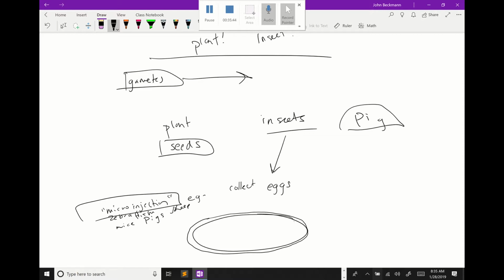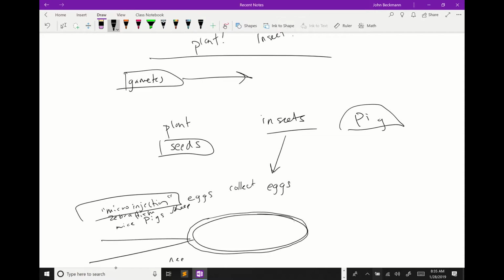Okay? So what you can do is you can make a needle, and in that needle, you are putting your plasmids. Let's say you're doing transposon delivery.